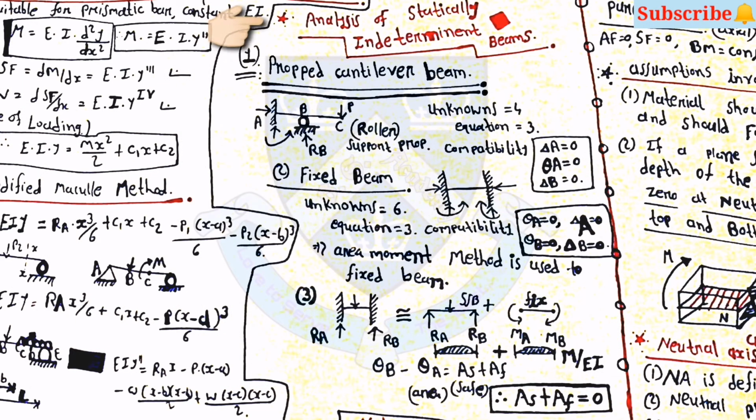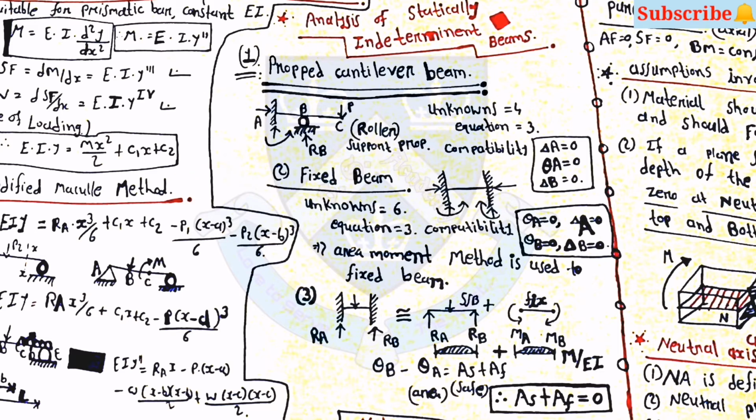Then after this comes the analysis of statically indeterminate beams. The first one is the propped cantilever beam. For this type of beam, unknowns are 4 and equations are 3, so you can use the compatibility conditions: delta A is equal to 0, theta A is equal to 0, and delta B is equal to 0.